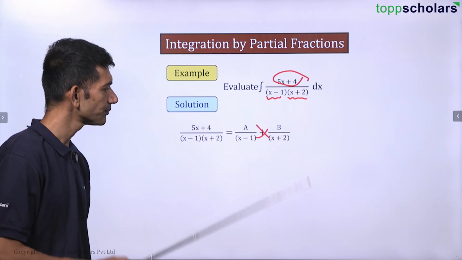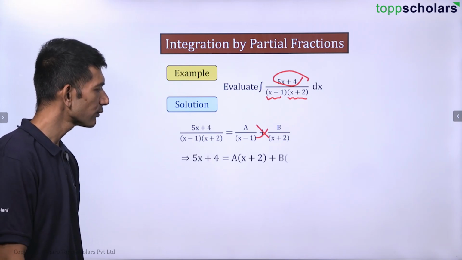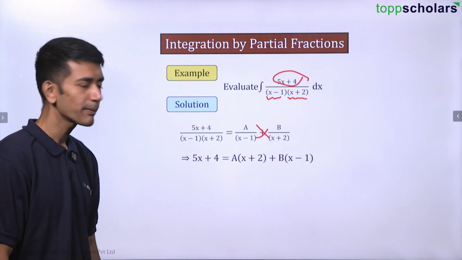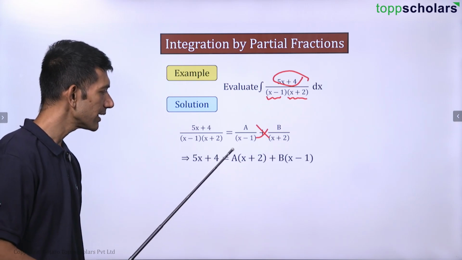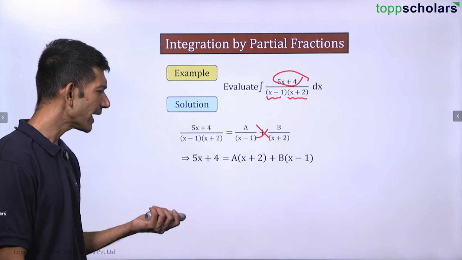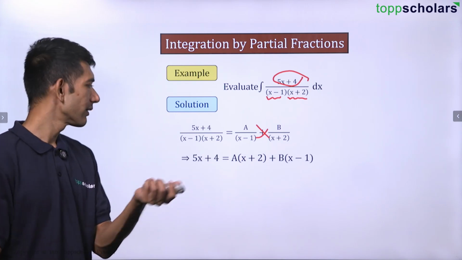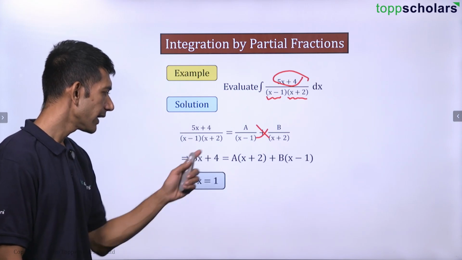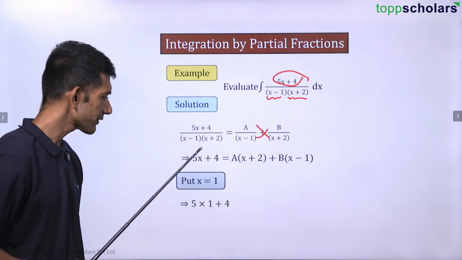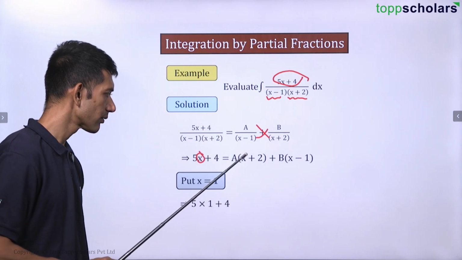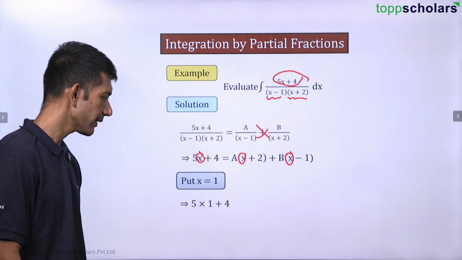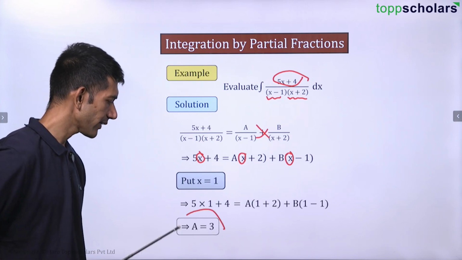Cross multiply. So 5x plus 4 will be equal to a into x plus 2 plus b into x minus 1. Solve it further, multiply a inside. You can do that. There is one more way: you can randomly substitute. That's your choice. Let's substitute x as 1. If x is 1, what do we get? We get the value of a as 3.